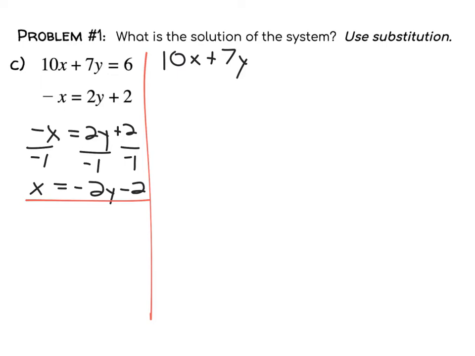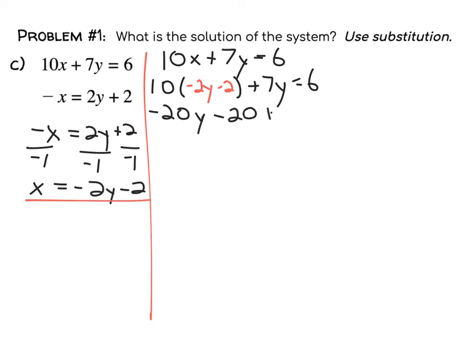equals 6. And now we're substituting for x, so I say 10 parentheses plus 7y equals 6. And what are we substituting in there? You're substituting in negative 2y minus 2. So when I multiply this through, I get negative 20y minus 20 plus 7y equals 6.